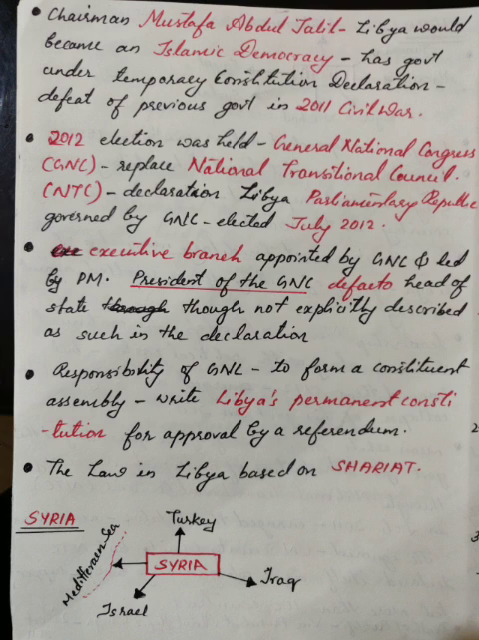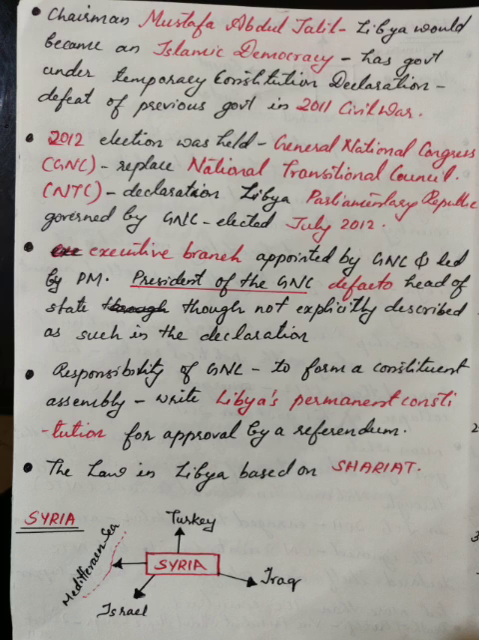As per the declaration, Libya became a parliamentary republic governed by the General National Congress, which was elected in July 2012. The executive branch is appointed by the GNC, that is the General National Congress, and led by the Prime Minister, while the President of the GNC is the de facto head. De facto head means they hold the position in fact, but not necessarily by legal right. So the President of the GNC is the de facto head of state, though not explicitly described as such in the declaration.